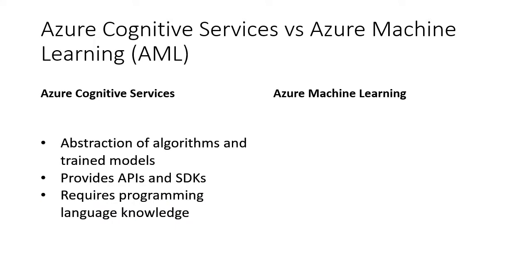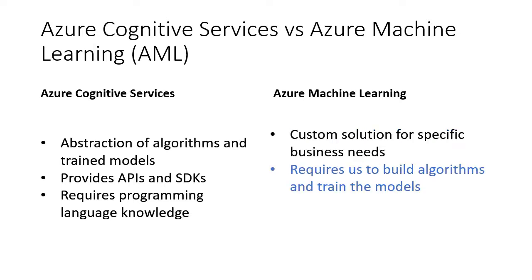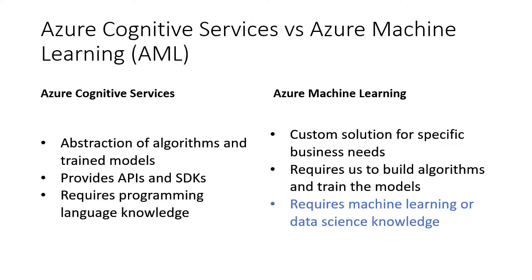Then we have Azure Machine Learning. Besides the fact that Cognitive Services is based on machine learning, Cognitive Services contains algorithms and trained models built to fit specific business needs, but sometimes you may face a different business need that no service or feature available in Cognitive Services could fit. So in this case, you may need to build a custom solution with an algorithm and train a model to fit that business need. And consequently, in order to build this custom solution, it requires machine learning or data science knowledge.